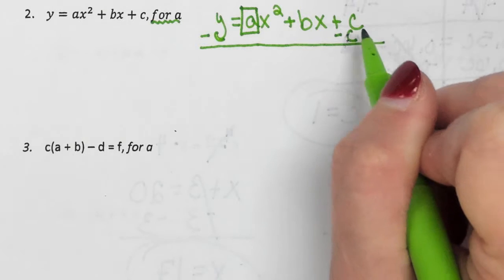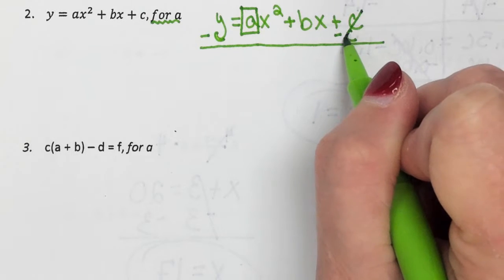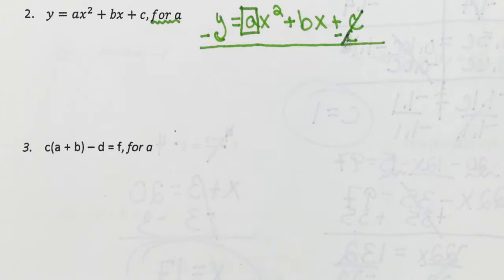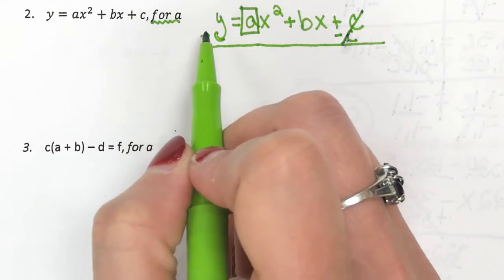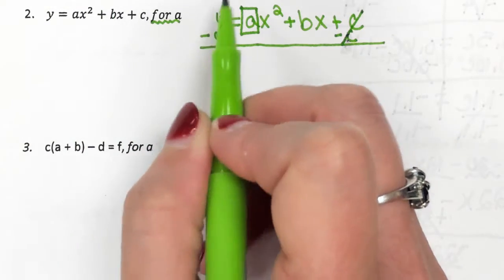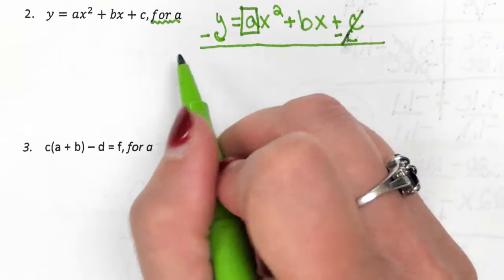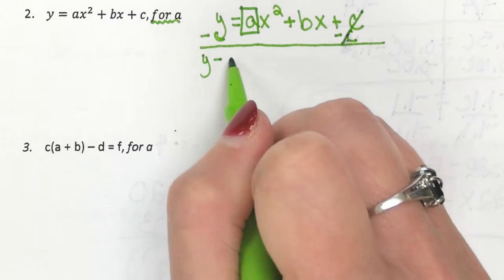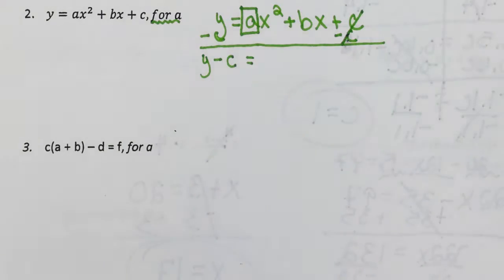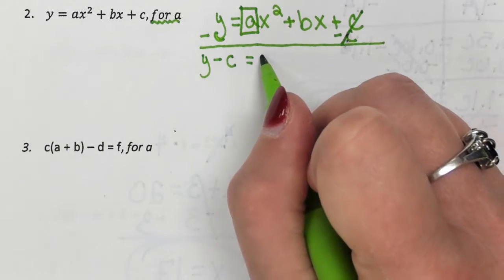Okay, here we go. C's cancel out, just like they always do. Can I actually say y minus c? Can I do that? Yeah, I mean, you just write it down. Y minus c, okay? Don't freak out. Just physically write it down. Then what do I have left?